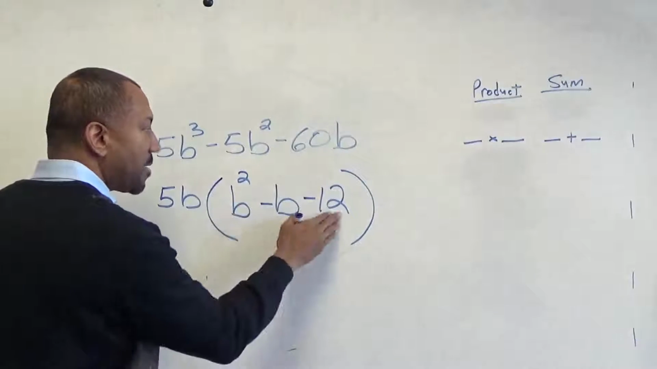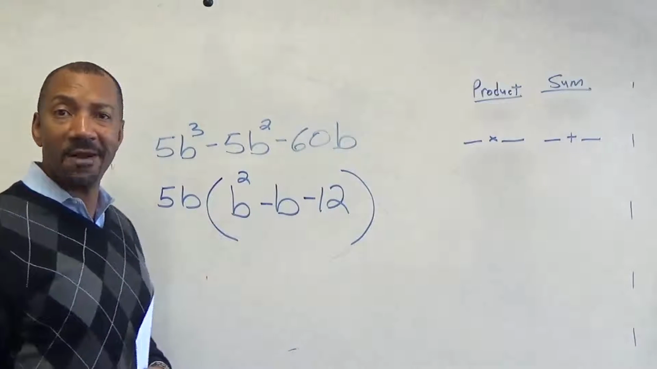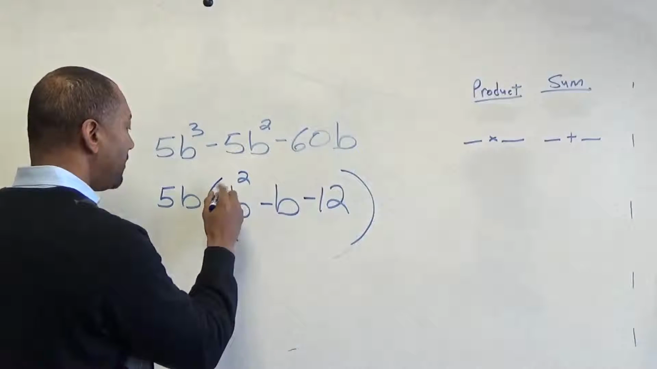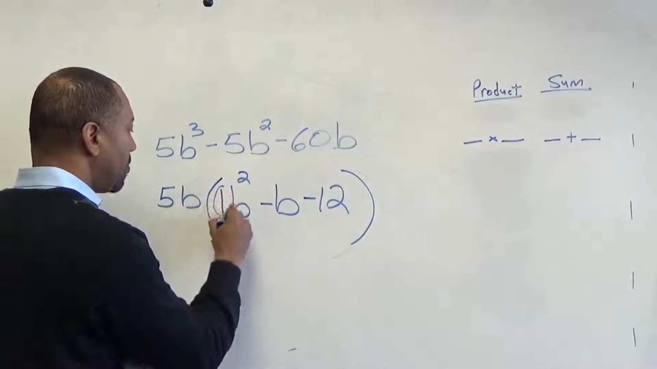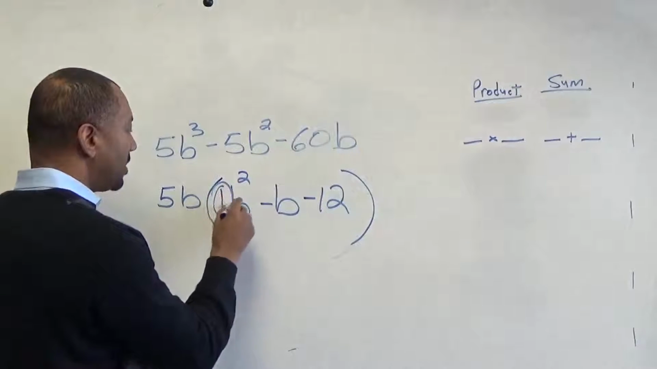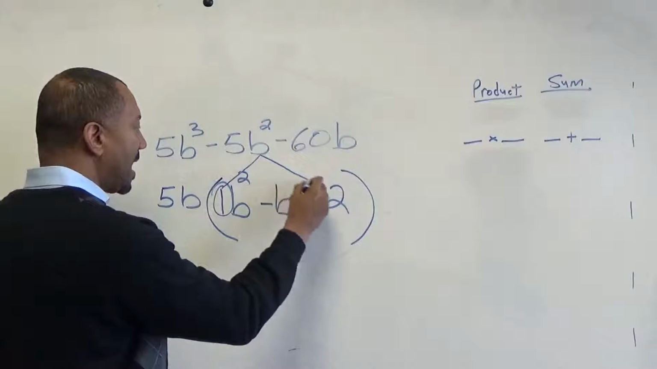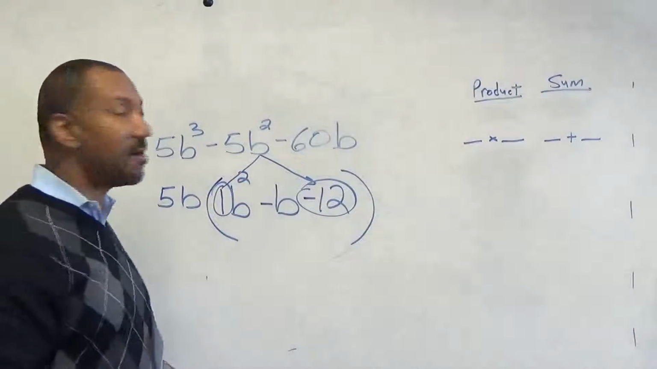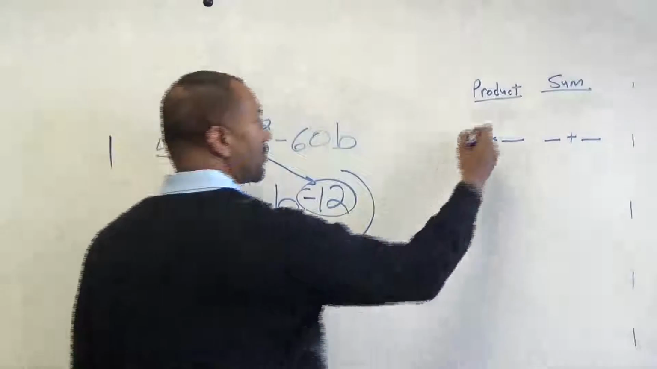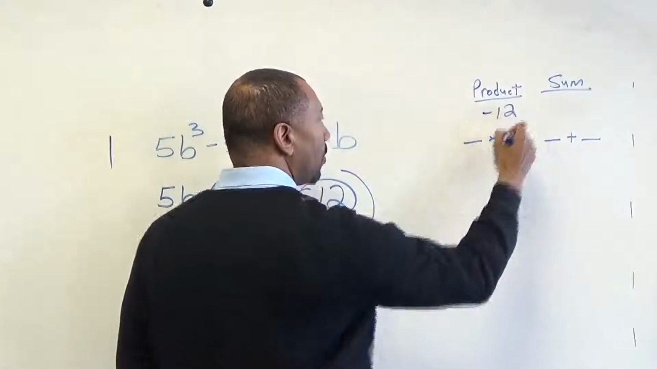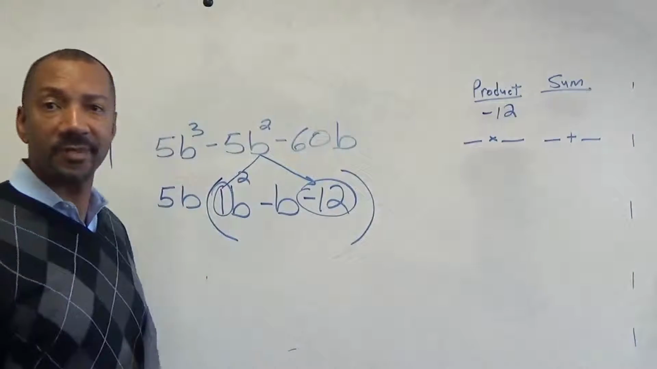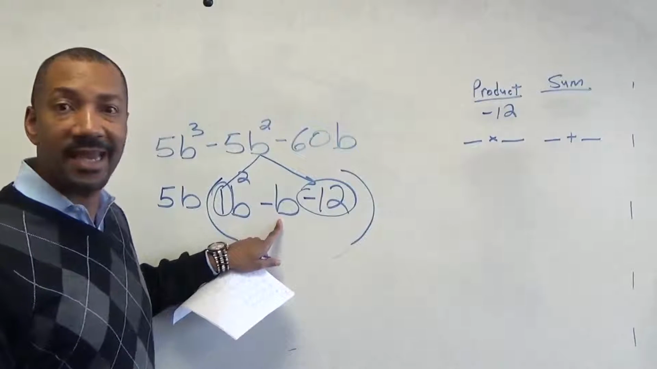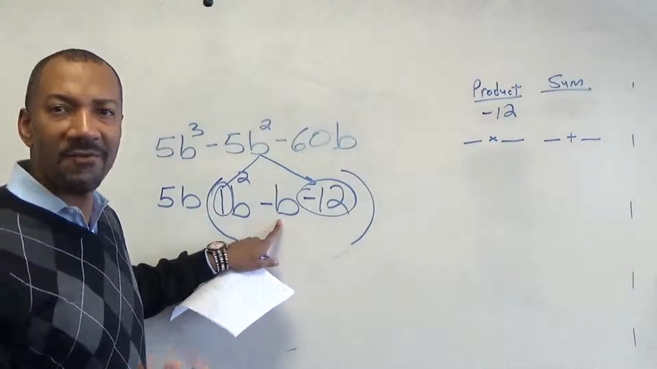I see 3 terms, and that lets me know I'm going to use product sum. So take the coefficient, in this case it's a 1, the coefficient of your square term, and multiply that by your constant term here, which is a negative 12. So under product, I'm going to write negative 12. What do I write under sum? Whatever the coefficient is in my middle term. In this case, it's a negative 1b, so the coefficient's negative 1.